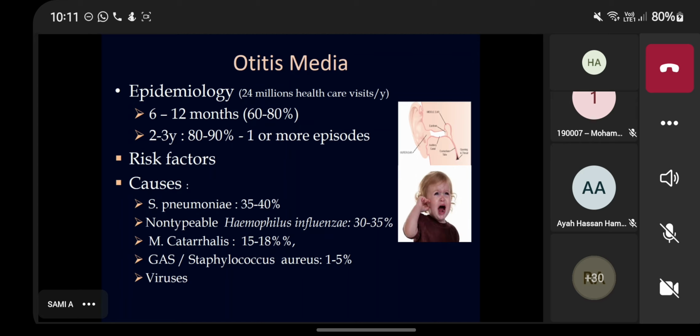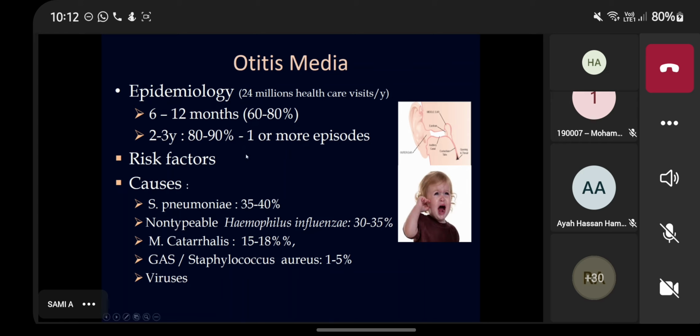Now, most cases of acute otitis media occur in young children between the ages of 6 to 24 months, and up to 80% of children will have their first otitis media by their first birthday. And actually, the majority, by 3 years, will have one or more episodes.